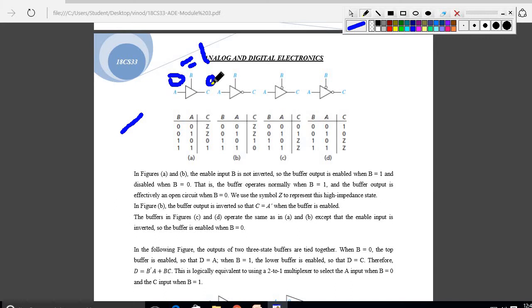When B is equal to 1, C is always equal to A. When A is 0, C is also 0. When A is 1, C is 1. Is it clear? See here, A is 0, then C is also 0. When A is 1, C is also 1. When B is equal to 1, that is the case. Is it clear? The truth table of the first buffer is clear, right? Now move to the second one. See this one.